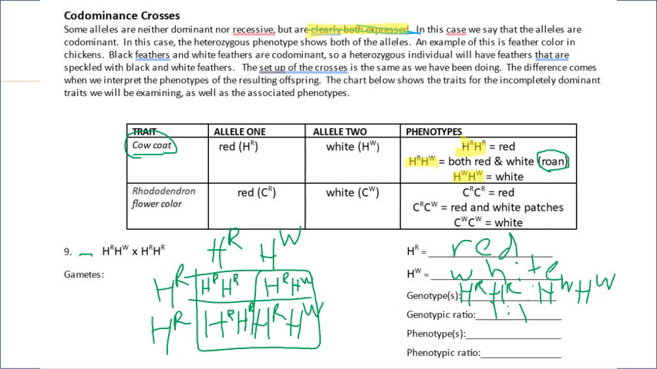The phenotypes we have then would be, okay, so we go up here and we say, where are the HRs? Right here. So that's red. And then where are the HR, HWs? Right there. So this would be roan. So this again would be a 1-to-1 ratio. Even though if you look at it fractionally it's 2-to-2, we can reduce it down to 1-to-1.